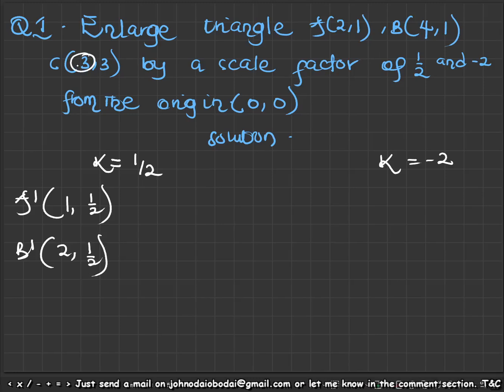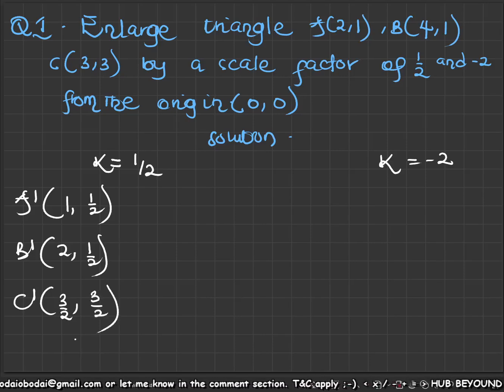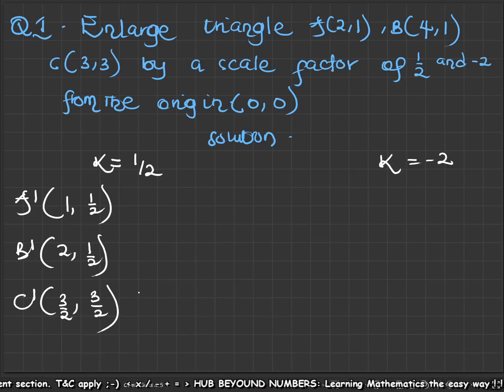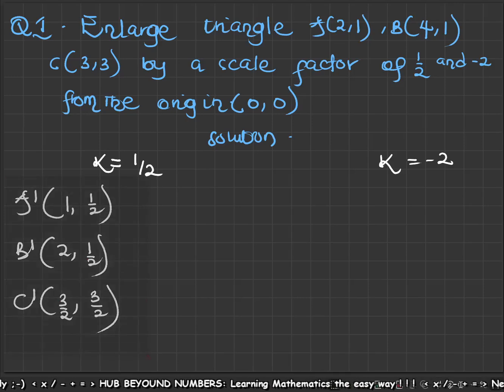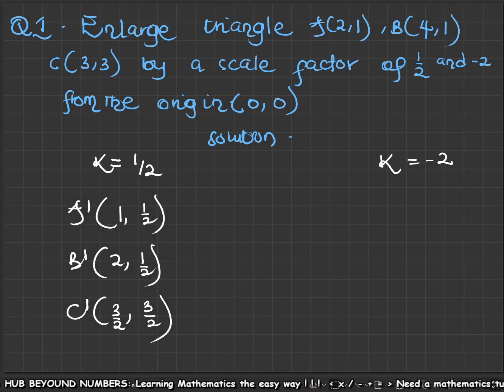Then for the last one, we have 3 times half. That gives us 3/2. And another 3 times half giving us 3/2. You see, you can work this out to figure them out if there's any confusion. But it is the same principle we use. When you want to enlarge, just multiply by the scale factor and you are good to go.